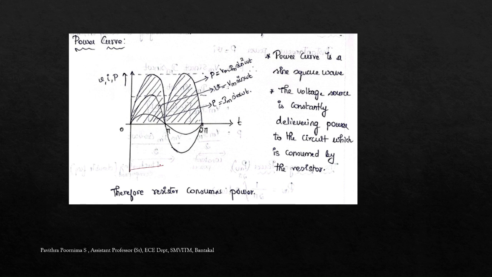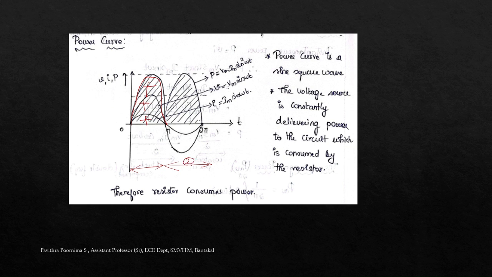So we are considering two instants: the first is 0 to pi, and the second is pi to 2 pi. In the first instant, 0 to pi, voltage is positive and current is also positive. So plus into plus will be plus. And power, which is a product of voltage and current, so the amplitude will be greater than voltage and current. So you have to maintain maximum amplitude compared to voltage and current.